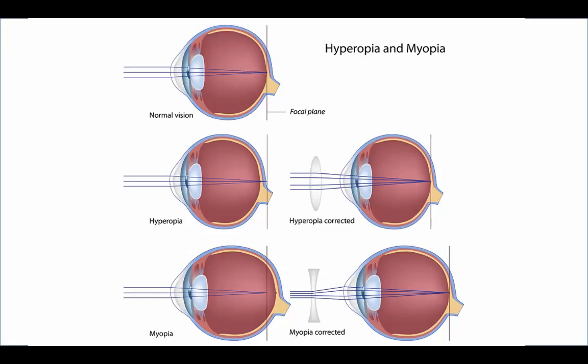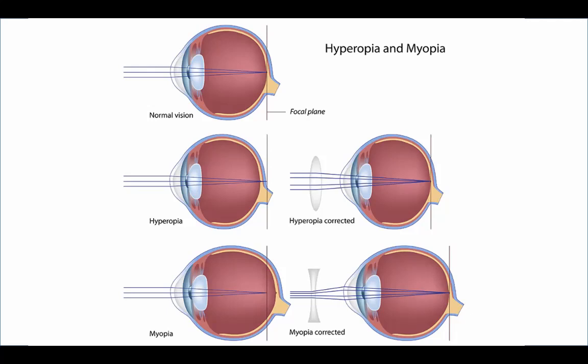But if you have hyperopia, you'll notice that the image focuses behind the retina, and we use a convex lens to shorten where the rays are converging so that it lands on the retina. If you have myopia, you correct that by using a concave lens, because the image is falling in front of the retina, and we want to move it backwards so that the rays are converging on the retina.